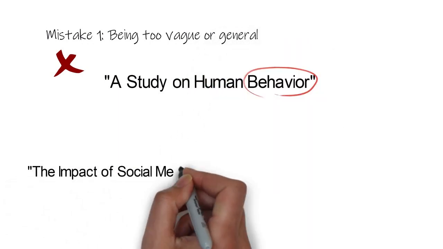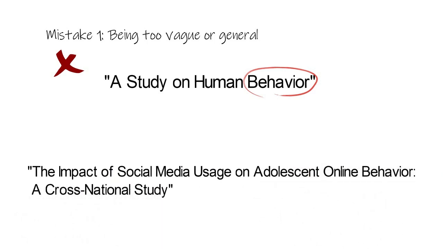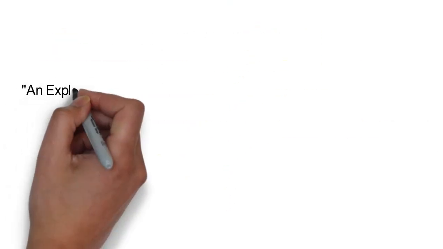Instead, a more effective title would be like this. It clearly specifies the focus of the research, which is the impact of social media usage on adolescent online behavior, and indicates the scope of the study.